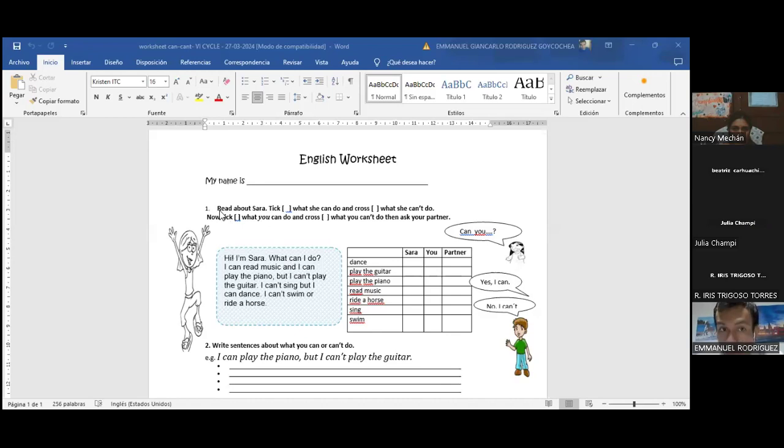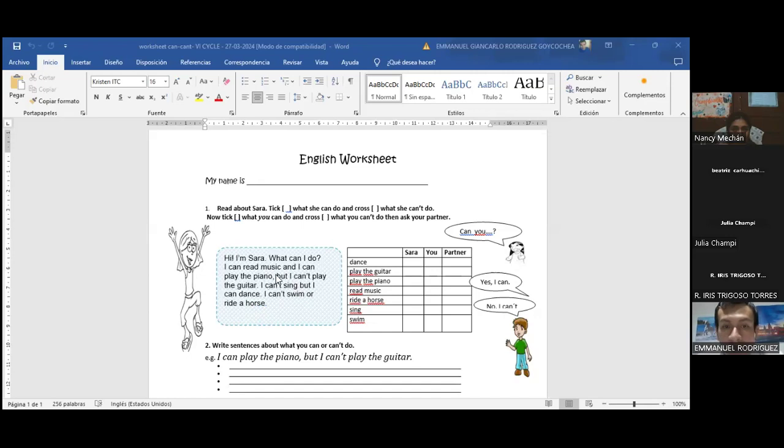En number one, read about Sarah. ¿Qué quiere decir read about Sarah? Que vamos a leer esto. Ok. Hi, I'm Sarah. What can I do? I can read music and I can play the piano. But I can't play the guitar. I can't sing, but I can dance. I can't swing or ride a horse.